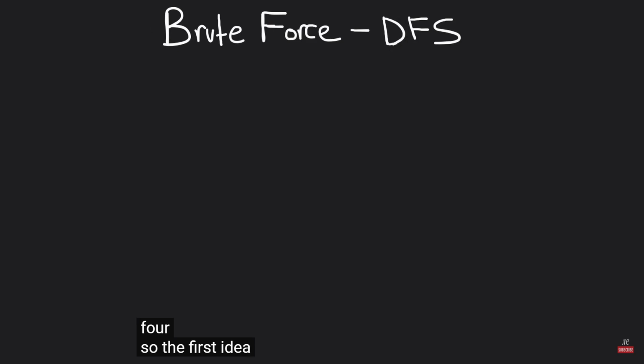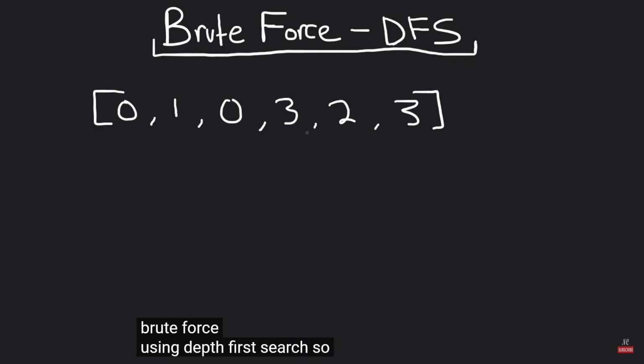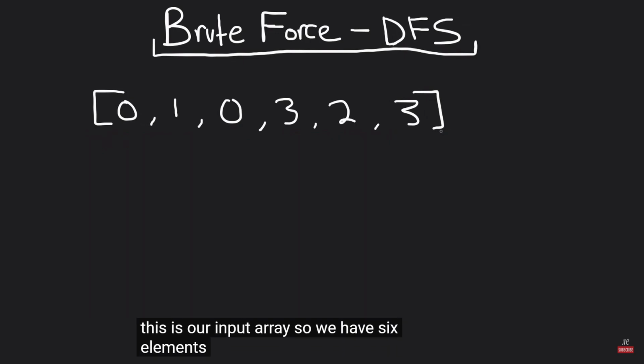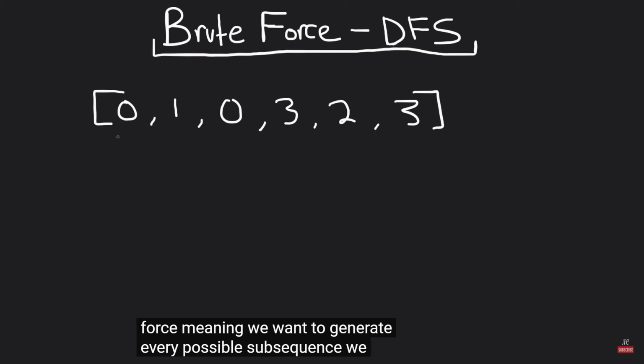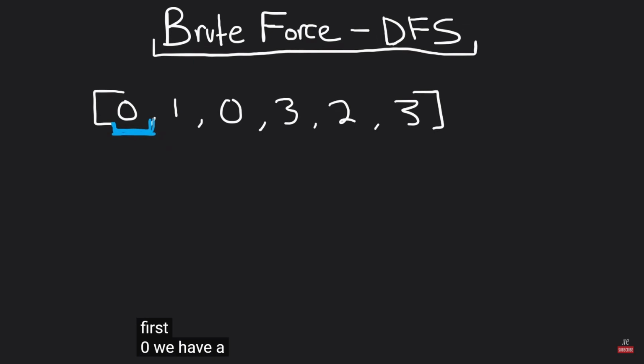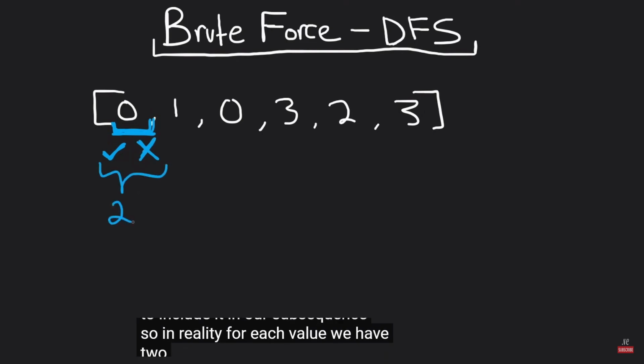So the first idea you might have is brute force using depth first search. Let's say that this is our input array, so we have 6 elements. If we want to generate every possible subsequence, we have a choice for each value, right? For the first 0, are we going to include this 0 in our subsequence, or are we not going to include it? So in reality, for each value, we have two choices.